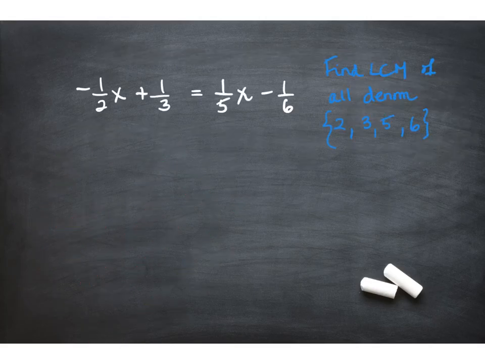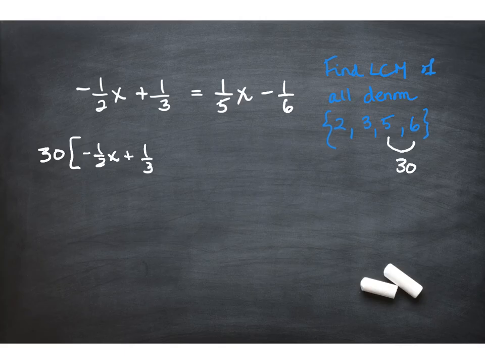You're going to find the least common multiple of all the denominators. So in this case, it's 2, 3, 5, and 6. Now, 2 and 3 are factors of 6. 5 is prime. So really, the only thing you need to do is multiply 5 by 6 to get the least common multiple. So that's 30. 30 is the least common multiple of all four of those numbers. So what you're going to do is multiply the whole equation by that least common multiple.